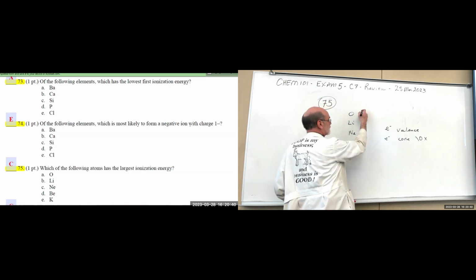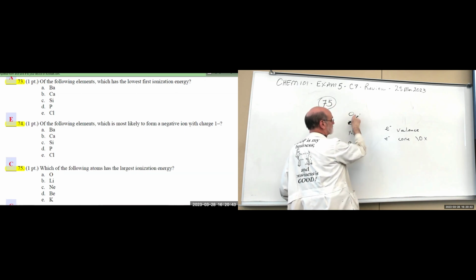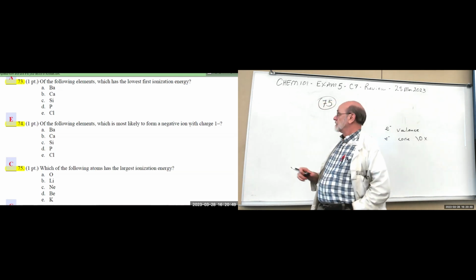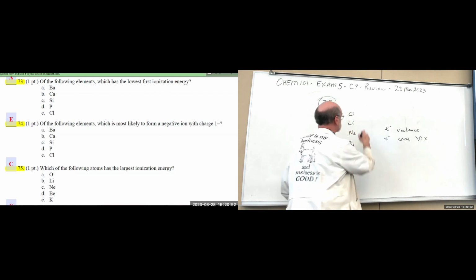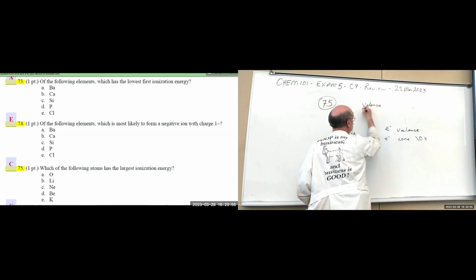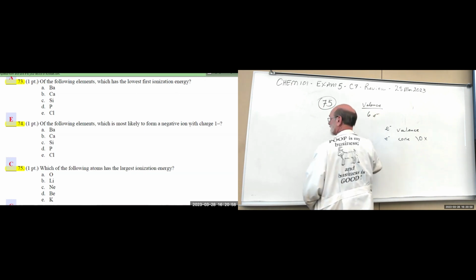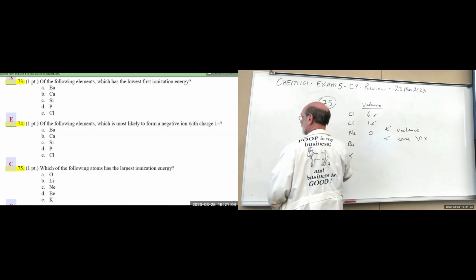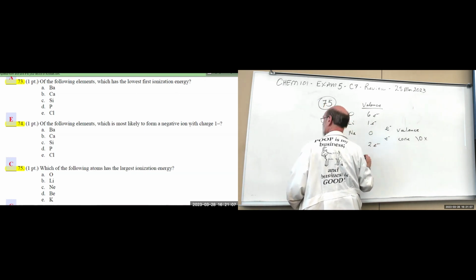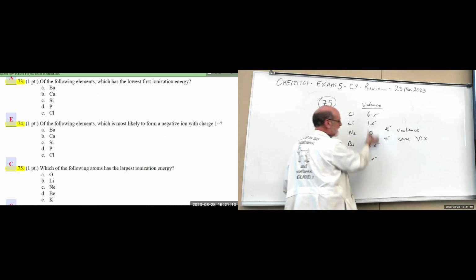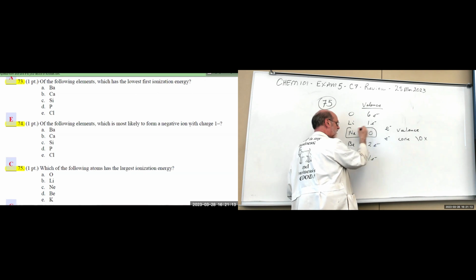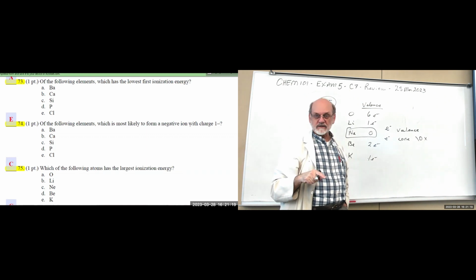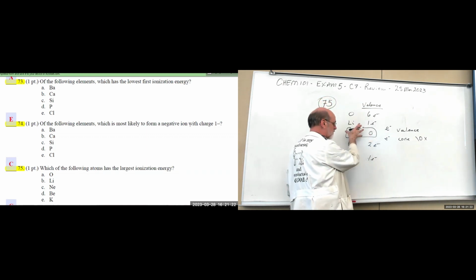Oxygen has 6 valence electrons it can lose. Lithium has 1. Neon has none. Beryllium has 2. Potassium has 1. Those are the valence electrons. So neon, when it loses an electron, it comes from the core. It has no valence electrons, right? These are all core electrons.